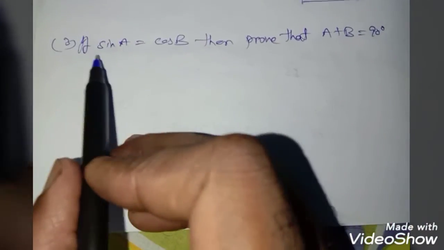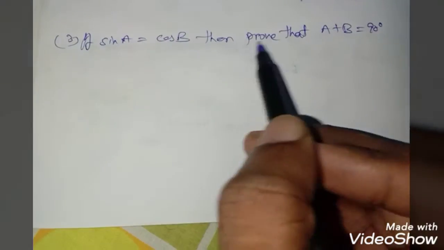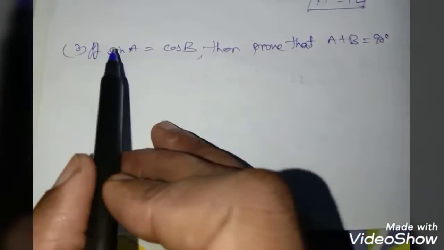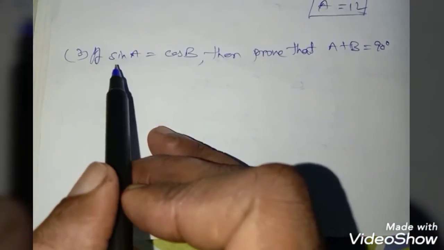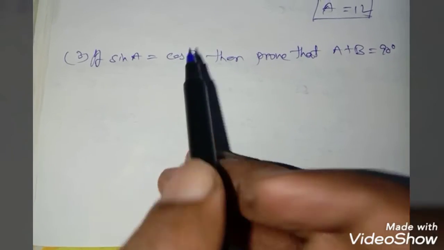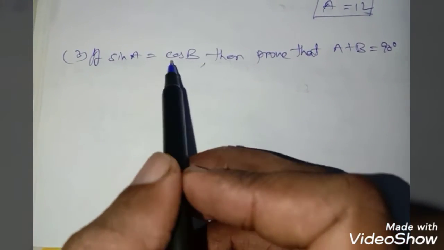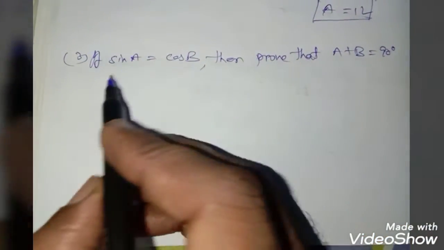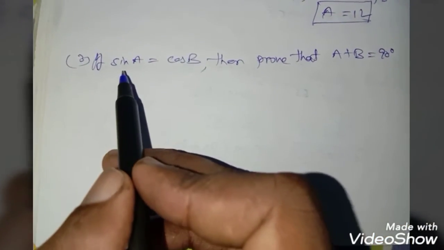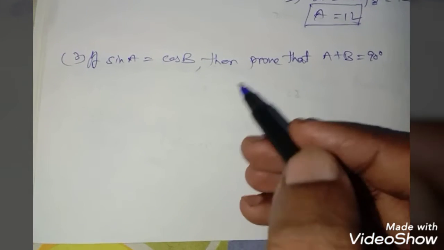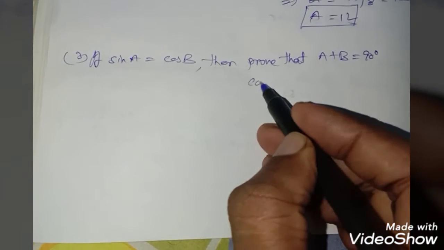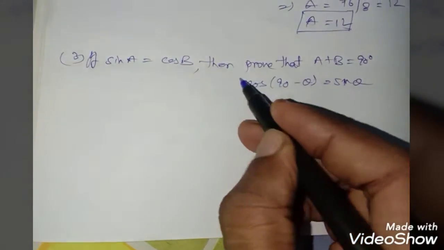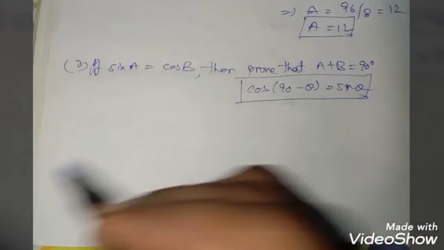Okay, now the third question given is, if sine A is equal to cos B, then prove that A plus B is equal to 90 degrees. Now here, in the left side you have sine A and in the right side you have cos B. So you convert any one of these in terms of either sine or cos. Now better I am converting this sine in terms of cos. If you want to convert the sine in terms of cos, you get cos 90 minus theta is equal to sine theta, right? Because I need to convert this sine theta in terms of cos theta.